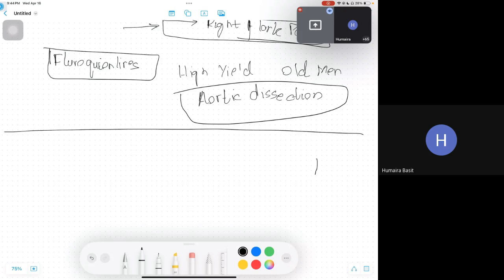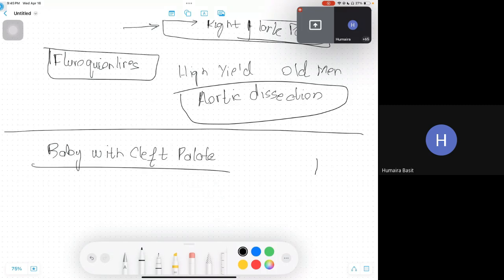Okay. After that, a baby is born with a cleft palate. What teratogen comes to your mind? Is it phenytoin? Isotretinoin. Yes, it will be isotretinoin.